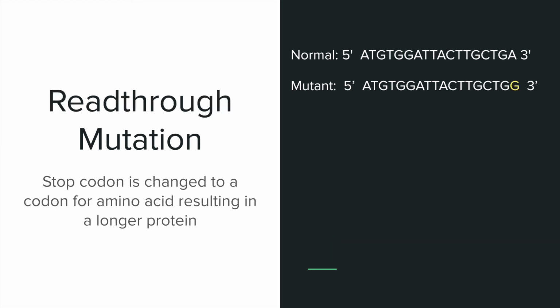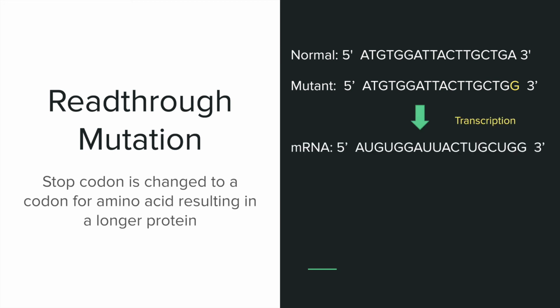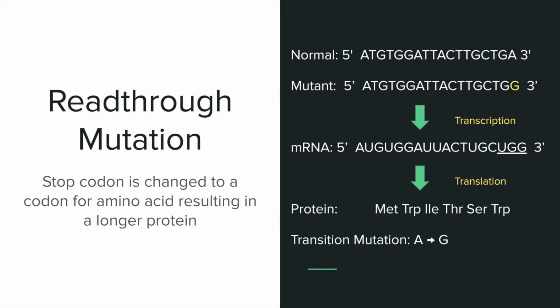A read-through mutation is when a stop codon is changed into a codon for an amino acid, resulting in a longer protein. To the right, we have a normal and mutant strand of DNA. After transcription, we get a strand of mRNA with the mutation. After translation, we get the strand of amino acids. The read-through mutation changed the stop codon into an amino acid, tryptophan. In this specific example, the mutation was a transition mutation.